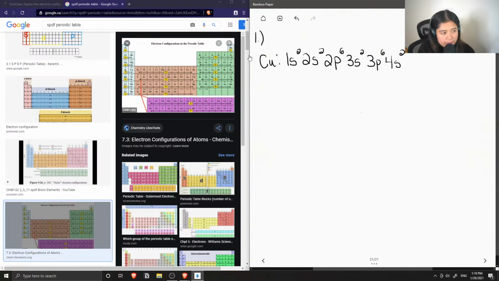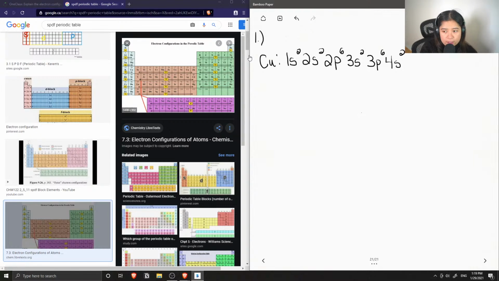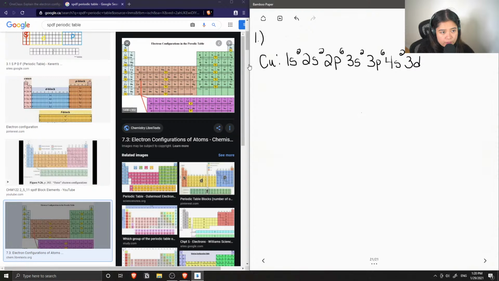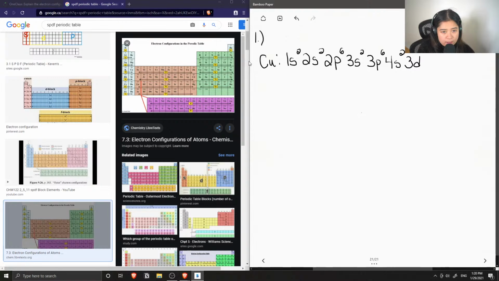And then finally, when we get to the D block, you'll notice that we write the row number minus 1. And similarly, when we get to the F block, we write the row number minus 2. So when we get to the D block, we write 3, and then D, and then count up all the electrons up to copper. So we count out 1, 2, 3, 4, 5, 6, 7, 8, 9, and we write 3d9.